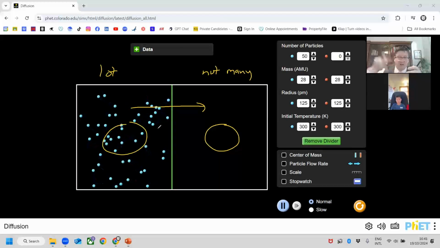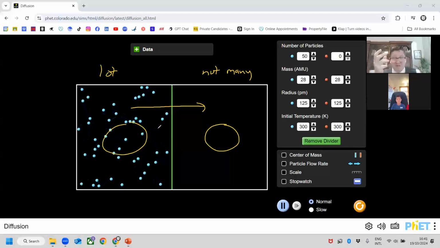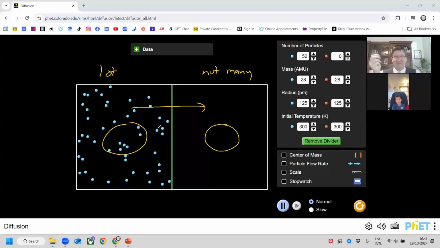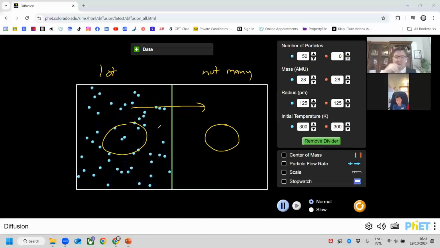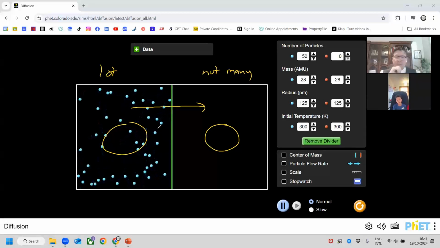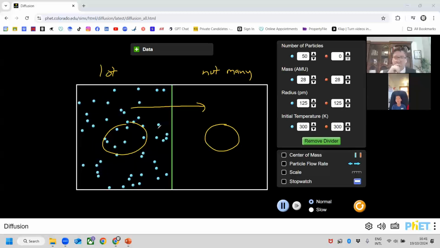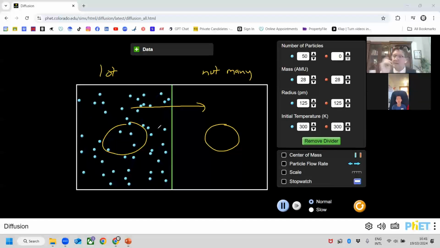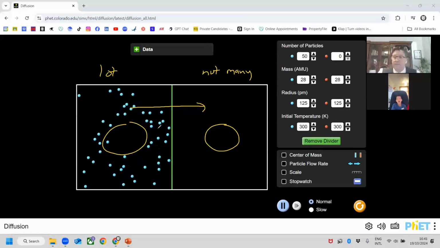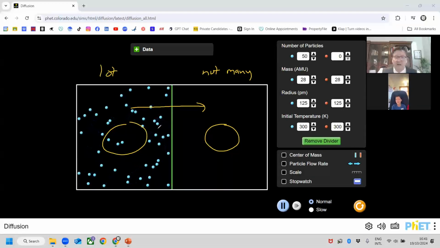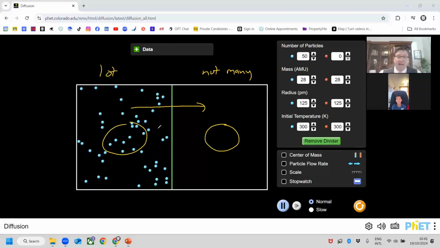If it's got high concentration, that means you've got a lot of orange squash and not much water. But low concentration, you have more water, less squash. So we're going to go from the left to the right.